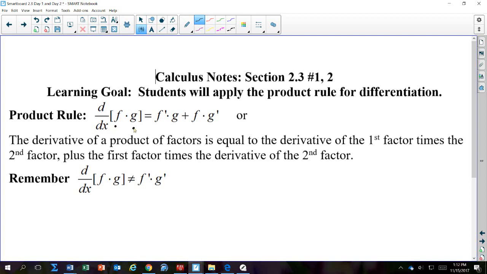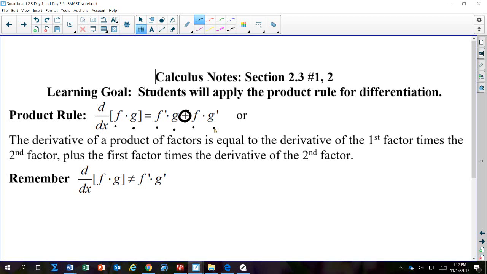What the product rule says to do is first find the derivative of f and just multiply it by g, just as it is. Not the derivative of g, just whatever the function g is. Plus, then you leave f alone. It just wants to know what the original function f looks like, not the derivative, times g prime, which is the derivative of g. So it's the derivative of the first times the second, plus the first times the derivative of the second. So that's the way I like to think about it.